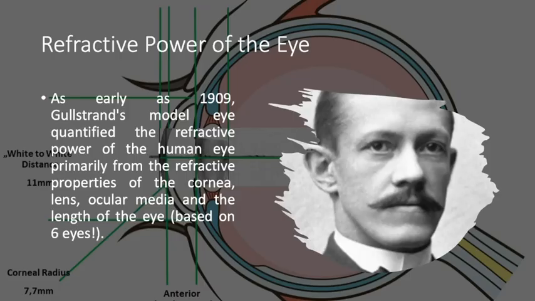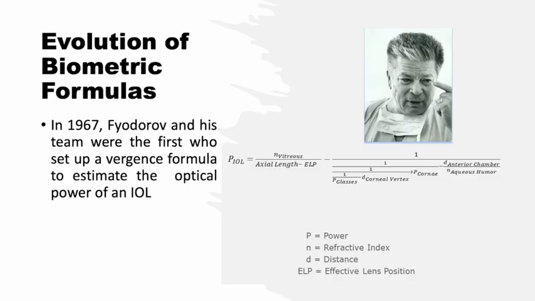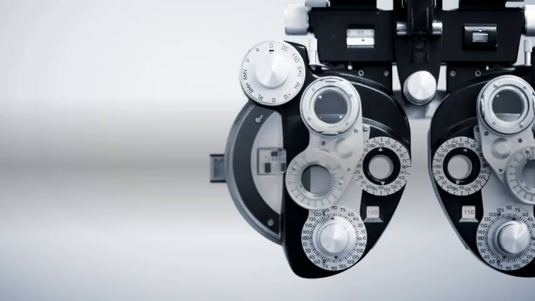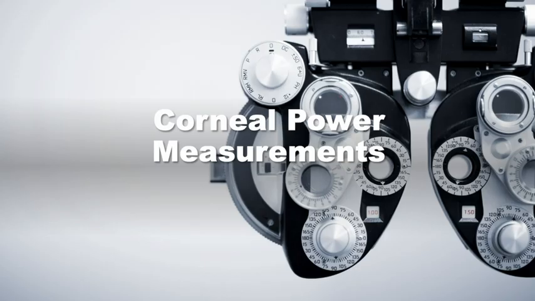As early as 1909, Gullstrand's model eye quantified the refractive power of the human eye primarily from the refractive properties of the cornea, lens, ocular media, and the length of the eye, based on 6 eyes. In 1967, Fyodorov and his team were the first to set up a vergence formula to estimate the optical power of an IOL. Now let's talk about the evolution of corneal power measurements.